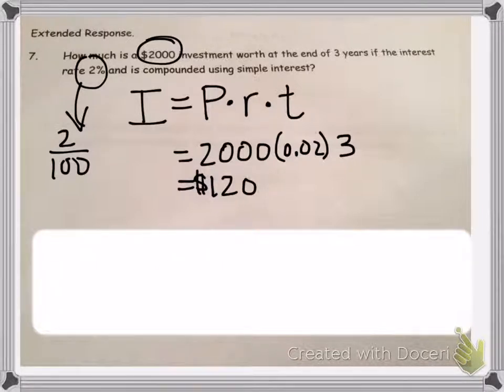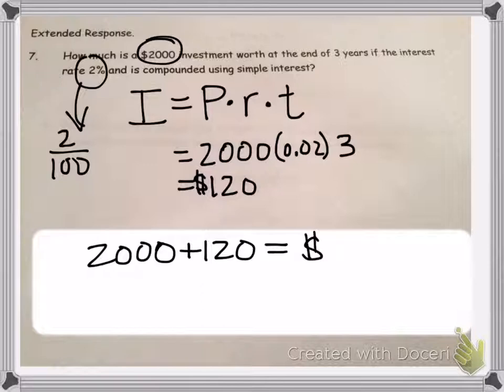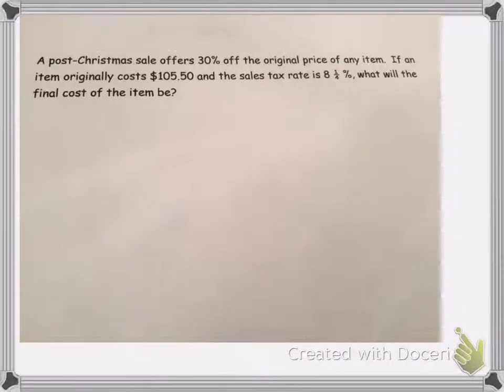And this question asked, how much is the investment worth? So the investment originally started with $2,000, and the account has earned $120 interest. So when we add that onto the total, we find that the account's value is $2,120.